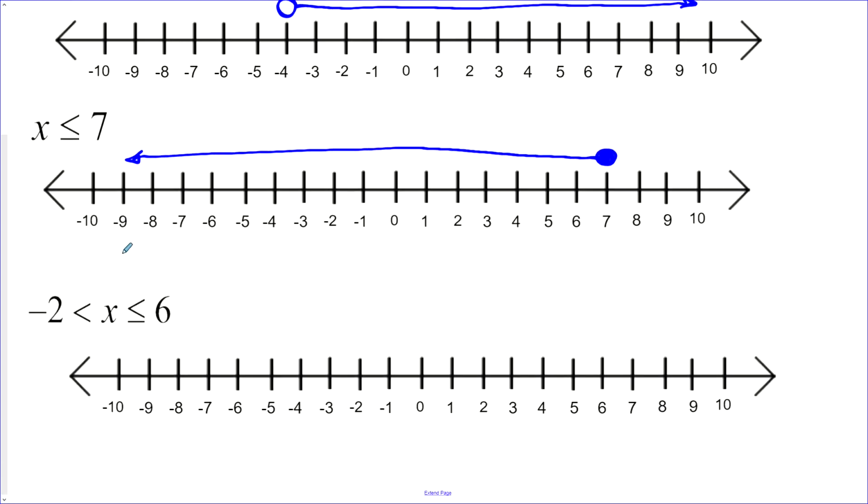Last example here is -2 is less than x. So we find -2, open circle here, and 6 is greater than or equal to x. So on this side, we've got a closed circle. On the other side, we've got an open circle. And we want to draw a line in between the two to represent all the points in between.